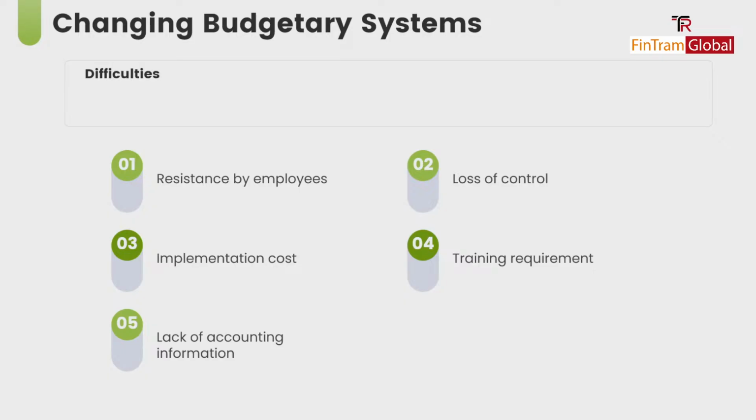People need training. They're not aware of what's going to happen with this new system. They're not aware of how to use the system more effectively and efficiently. So they need the training, the education regarding that particular system. And finally, there would be a lack of accounting information as well. Each budgetary system has its own information system requirements. If we don't have the appropriate information system with us, then that can cause a challenge. So that's basically what is mentioned over here.